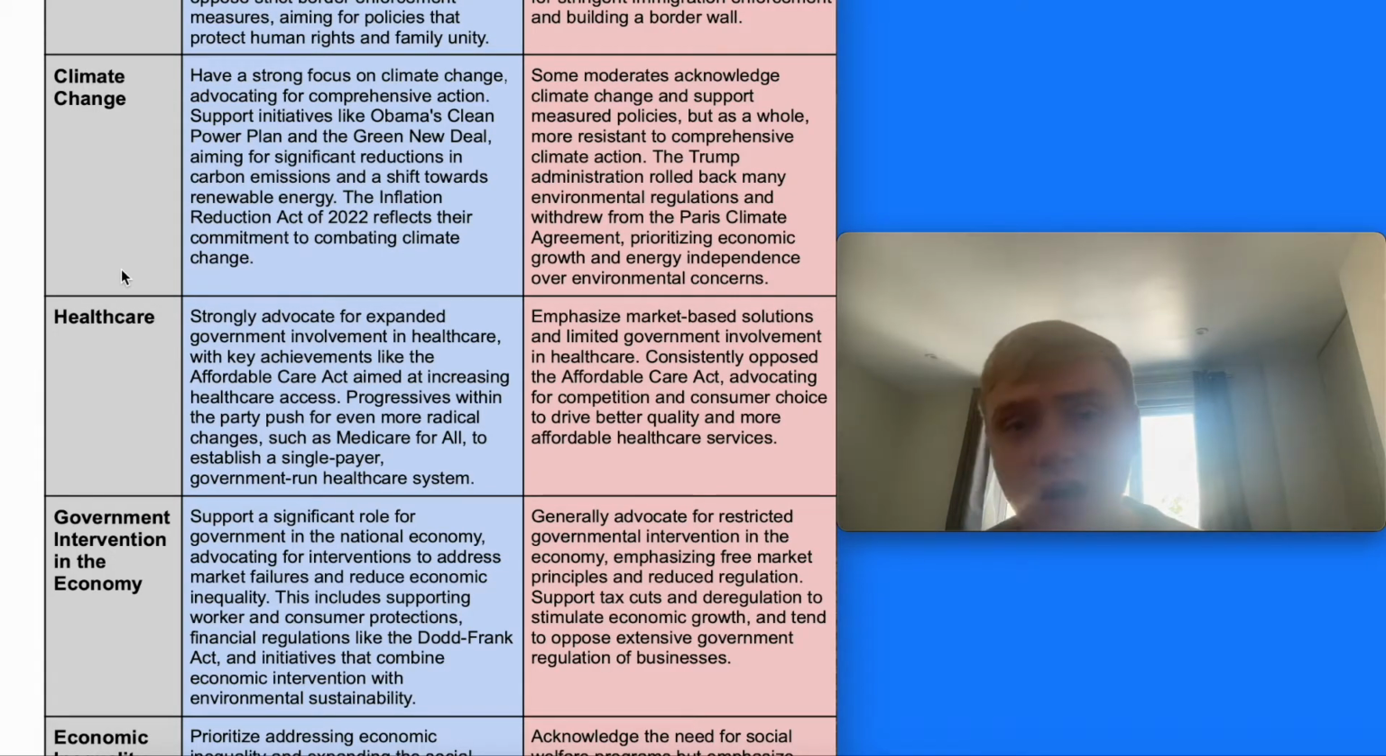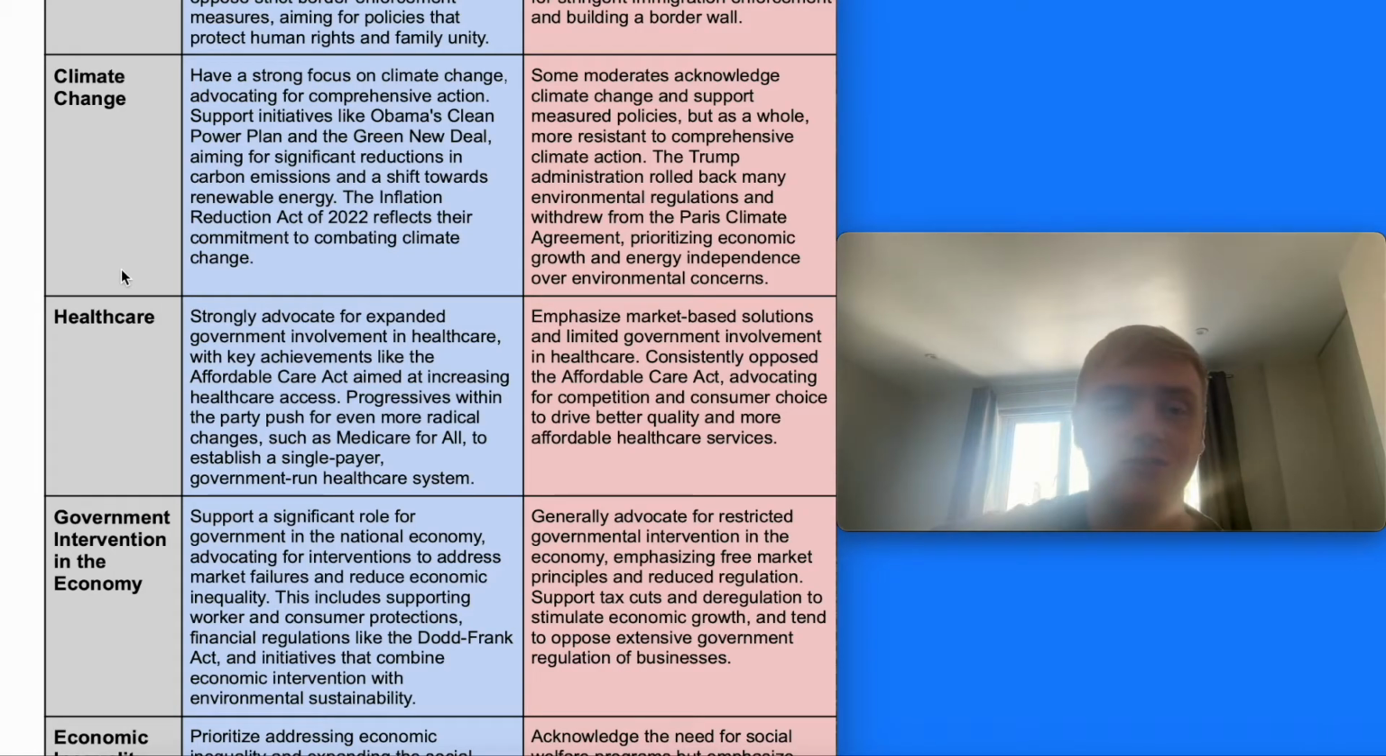On the Republican side, some moderates acknowledge climate change and support measured policies, but as a whole, the Republicans are more resistant to comprehensive climate action. The Trump administration rolled back many environmental regulations introduced by Obama and withdrew from the Paris Climate Agreement, really prioritising economic growth, kind of ignoring in a lot of ways climate change.